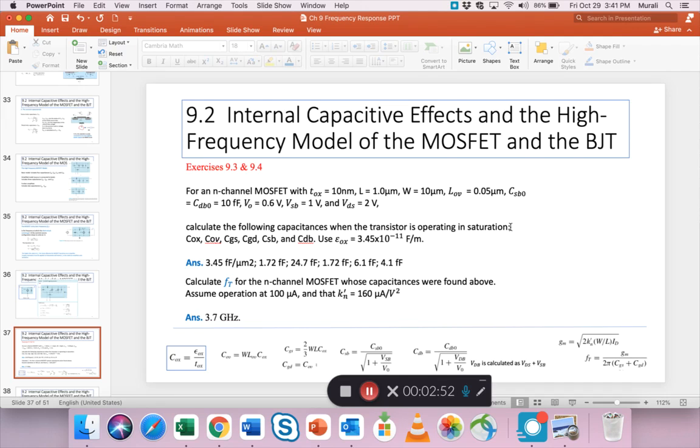Remember, the formulas are different for when they are in triode and when they are in saturation and when they are cut off, right? So it helps that it's given that these are in saturation. Hence, find all these: COX, COV, CGS, CGD, CSB, CDB.